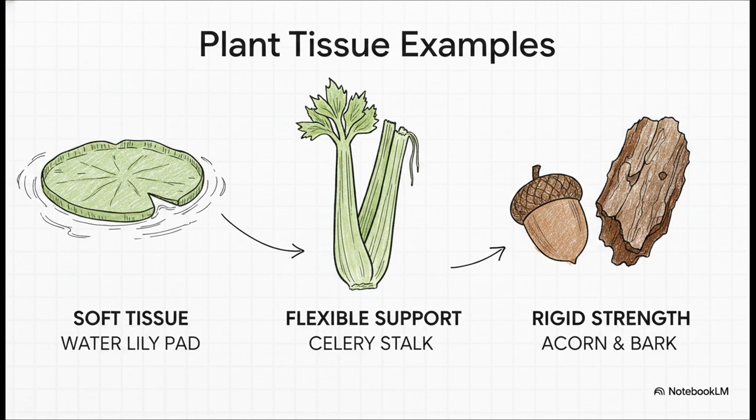Second is collenchyma. These cells have thicker walls and give the plant flexible structural support. If you've ever eaten a stalk of celery and gotten those tough, bendy strings stuck in your teeth, yeah, that's collenchyma. Finally, we have sclerenchyma. This is the hardest support tissue out there, giving the plant rigid mechanical strength. It's the stuff that makes up the tough outer shells of nuts or the hard, woody bark of mature trees.